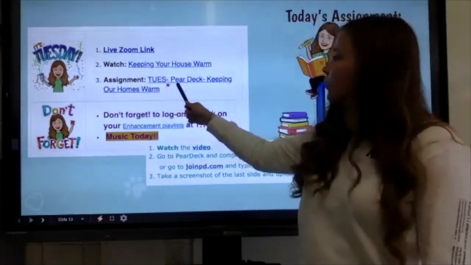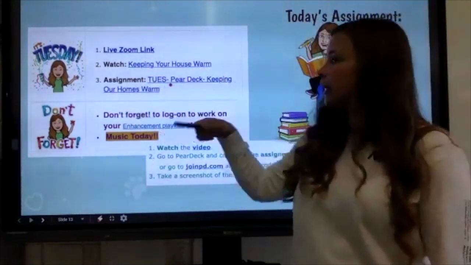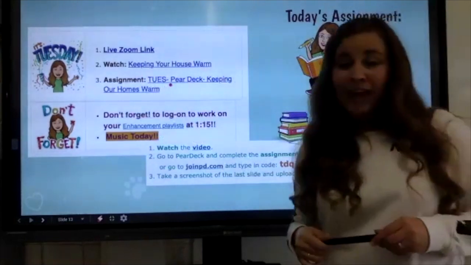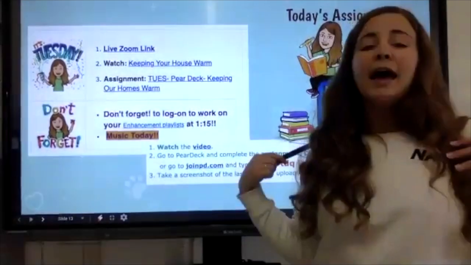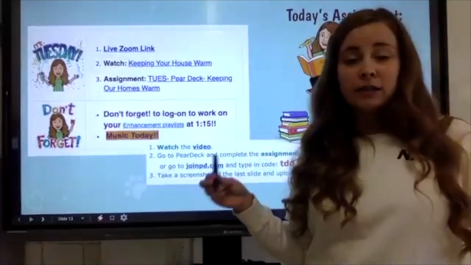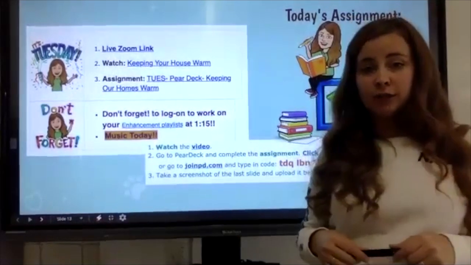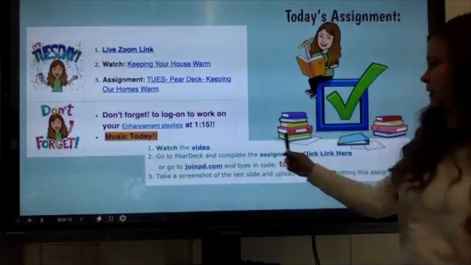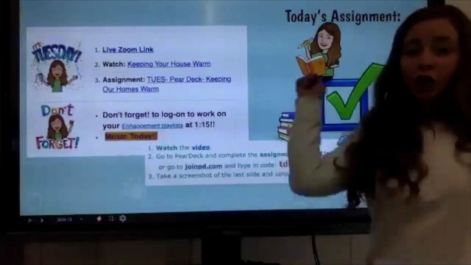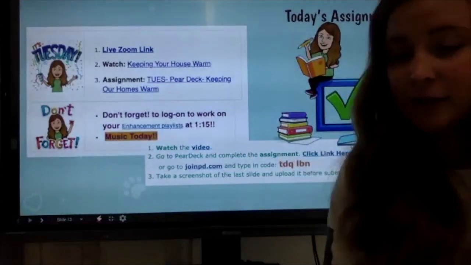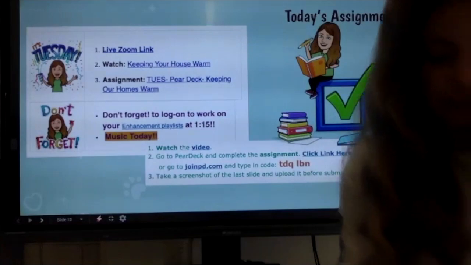And then you are going to complete the Pear Deck, Keeping Our Homes Warm. The Pear Deck is pretty cool because it talks about indigenous South American people and how they build their houses to help conserve heat energy. So here are your instructions on how to access the Pear Deck. If you don't have any questions for me, you are free to go and ready to get started on your assignment.